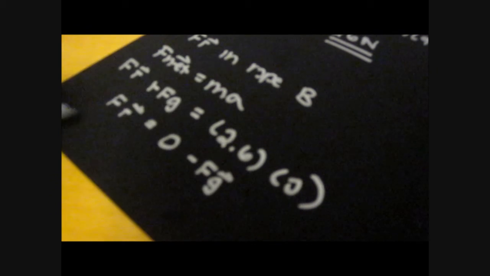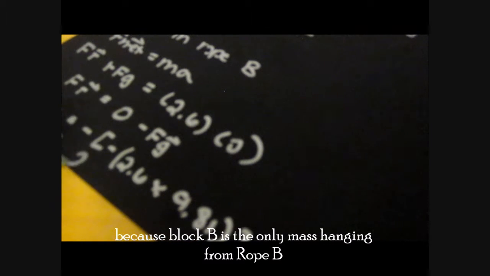So the second part of A is asking you for the force of tension in rope B. So F net equals ma. F net is the force of tension plus the force of gravity, which equals the mass of block B times the acceleration of 0. You're going to get a value of 0. Move the force of gravity to the other side to isolate for Ft. Your force of gravity is 2.6 times 9.81, and you'll get a value of 26 newtons.